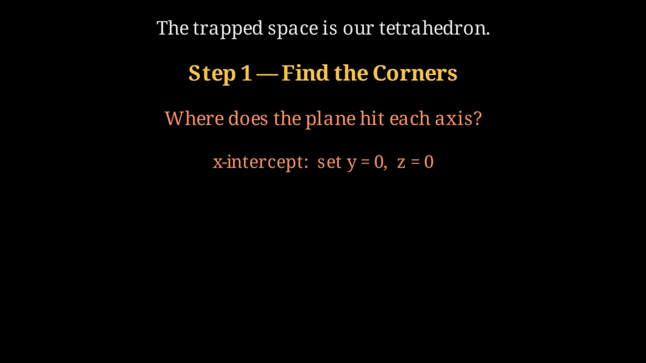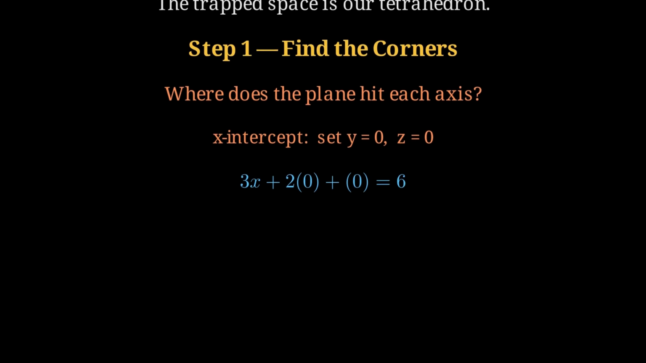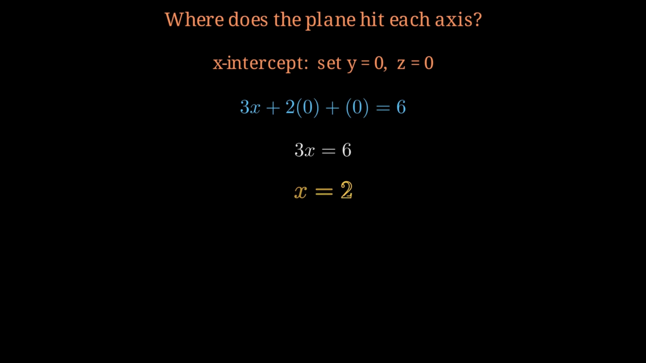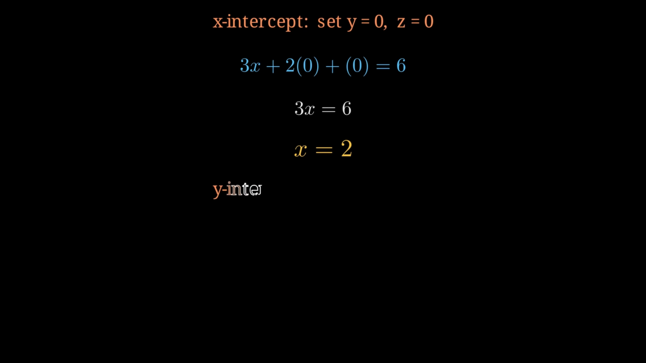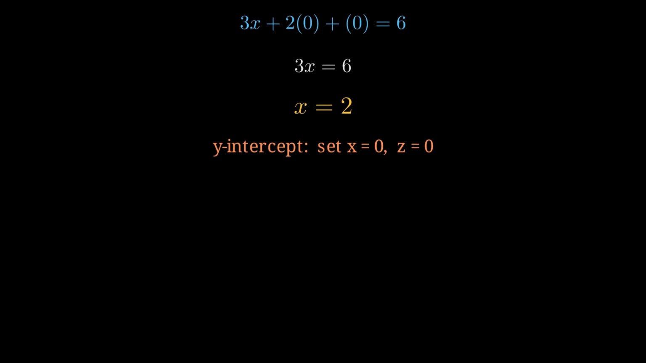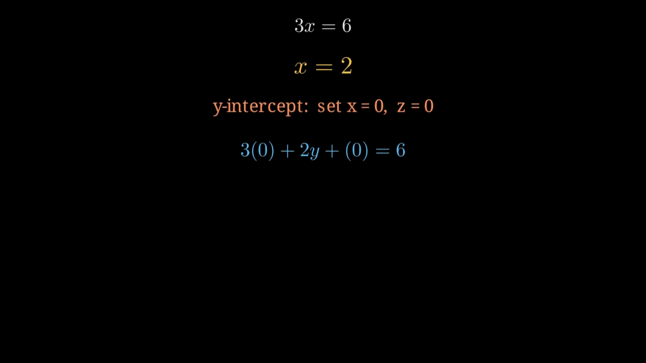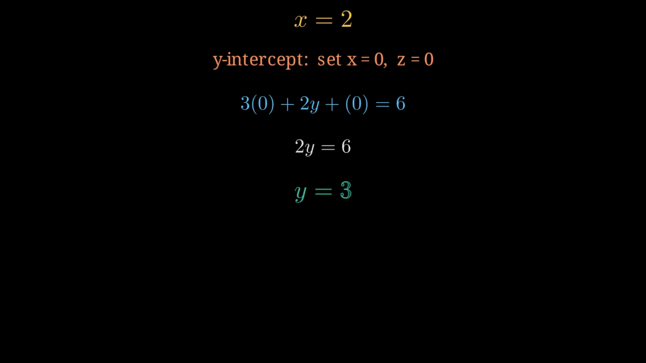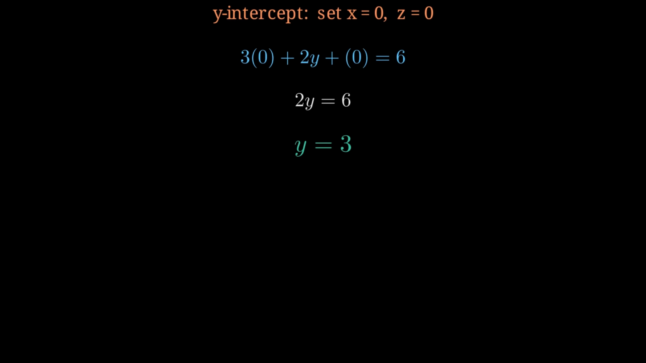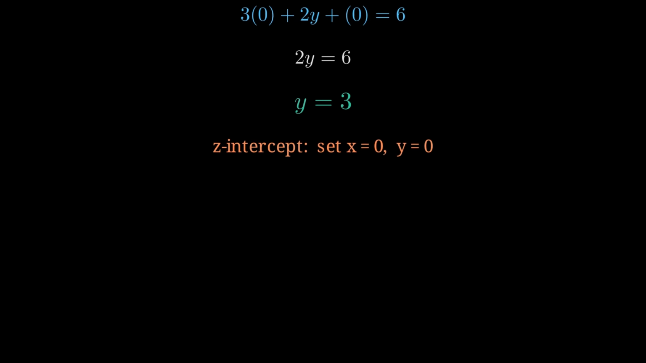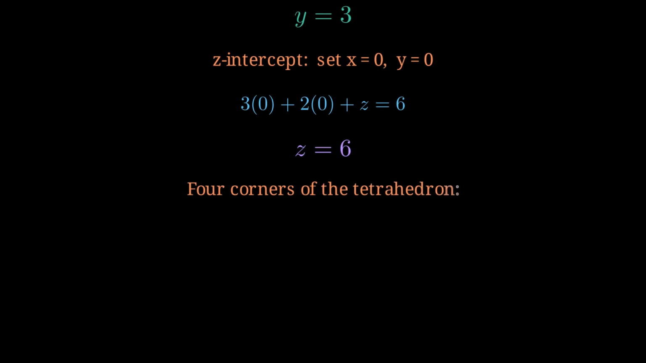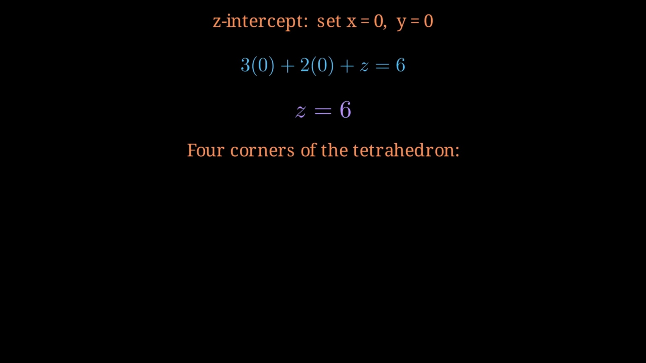First, the x-intercept. Set y and z to 0. 3x equals 6, so x equals 2. Corner at (2, 0, 0). Y-intercept. Set x and z to 0. 2y equals 6, so y equals 3. Second corner at (0, 3, 0). Finally, the z-intercept. Set x and y to 0. Z equals 6. Corner at (0, 0, 6).